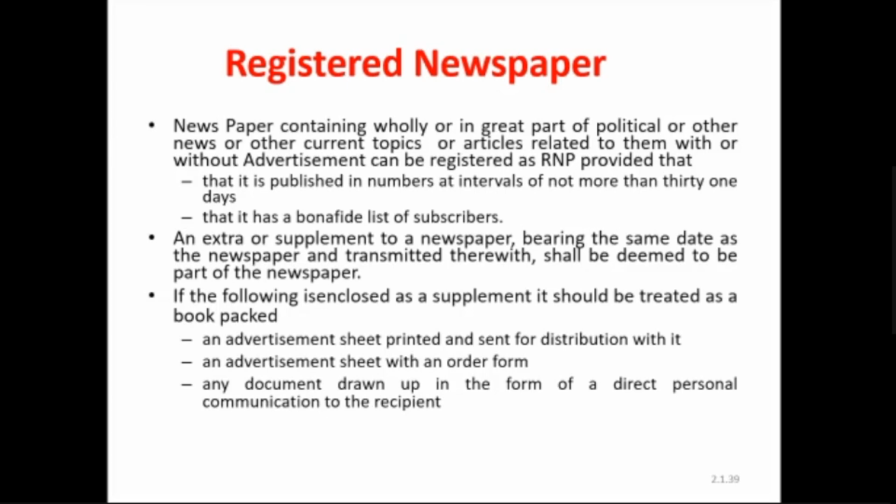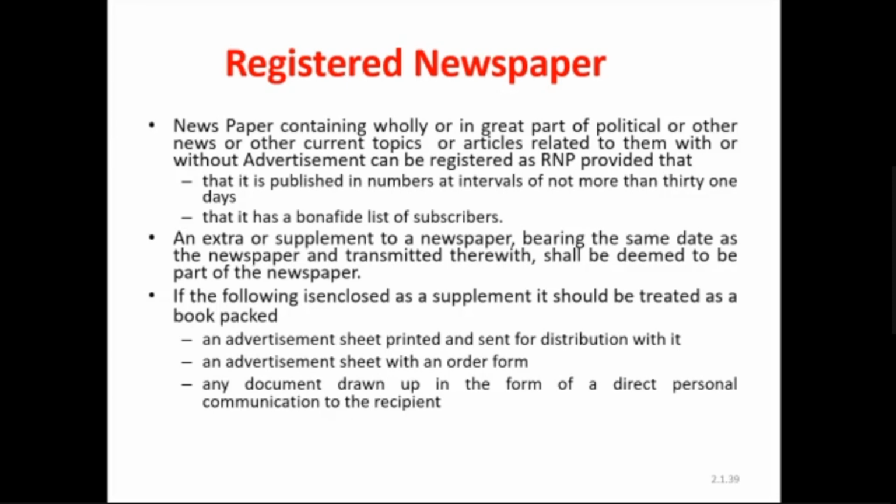only condition, this is a very important point, is that the newspaper should be published in numbers at an interval not exceeding 31 days. That is, within every 31 days there should be one publication, there should be some issue, only then it will be treated as a registered newspaper. So if a newspaper or anything is published in numbers at an interval of not more than 31 days, then it will be treated as RNP, registered newspaper. And also for this registered newspaper, there should be a bona fide list of subscribers. There should be at least 50 subscribers for this RNP in that locality.